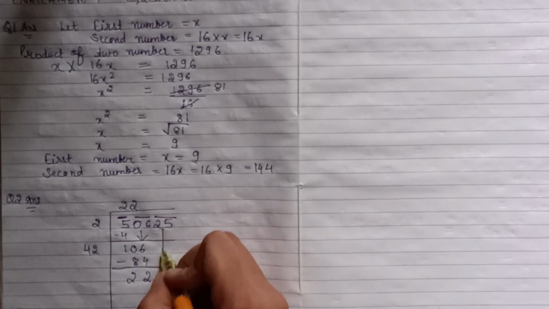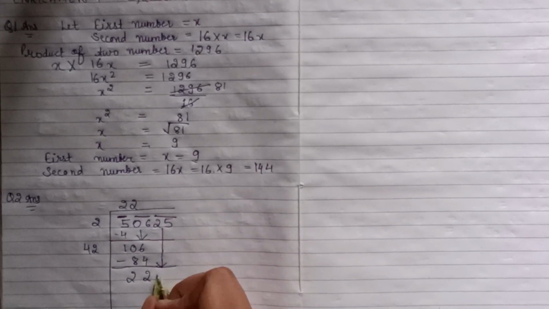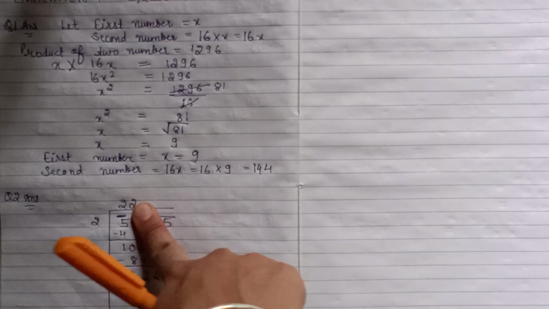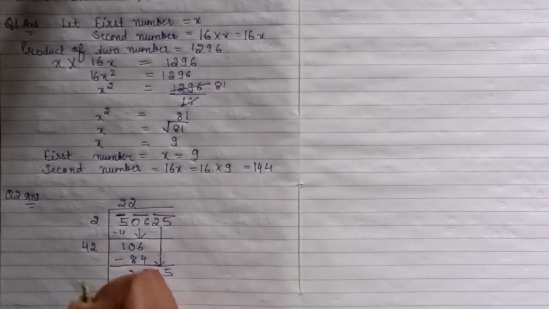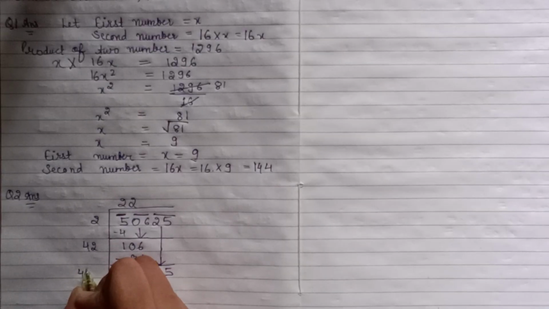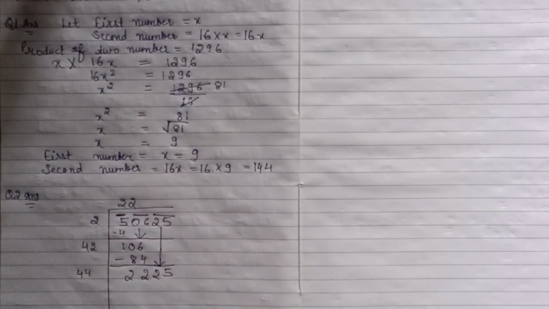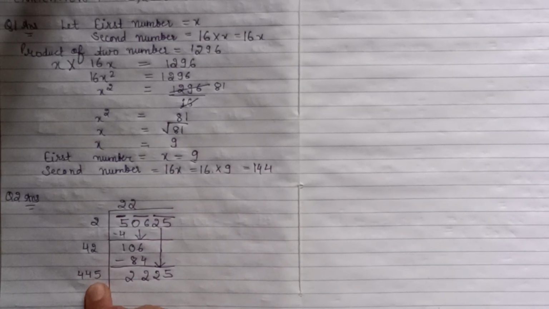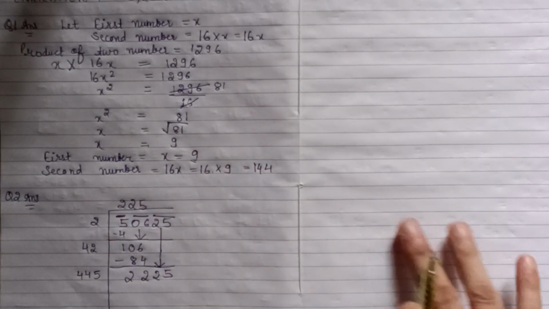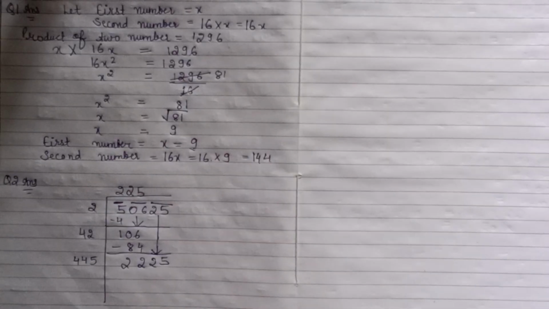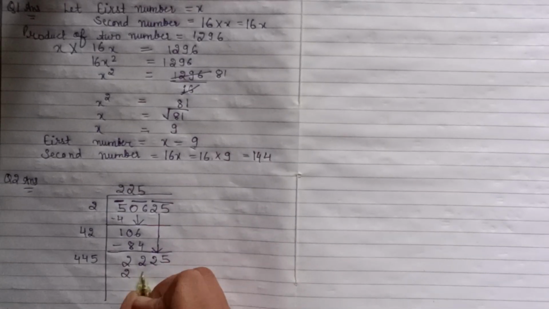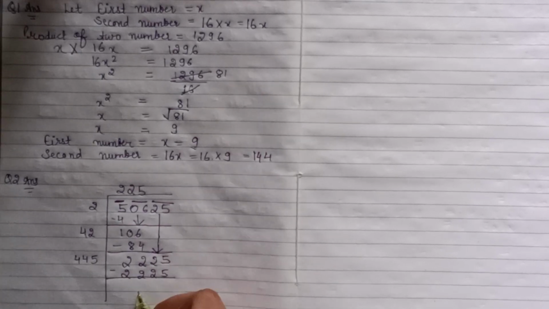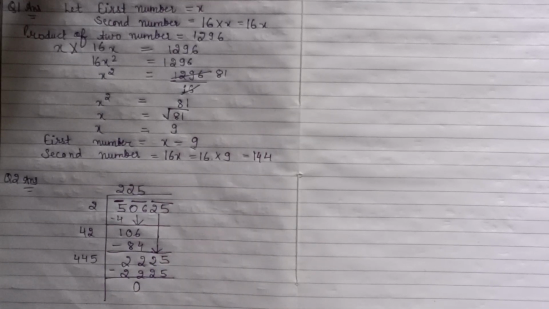Now this 25 will be brought down here. Now 22 multiplied by 2 is equal to 44. I write here 44. Now I have to find a number. I find the number here, 5. 445 multiplied by the same number 5 is equal to 2225. This minus the same number is equal to 0.